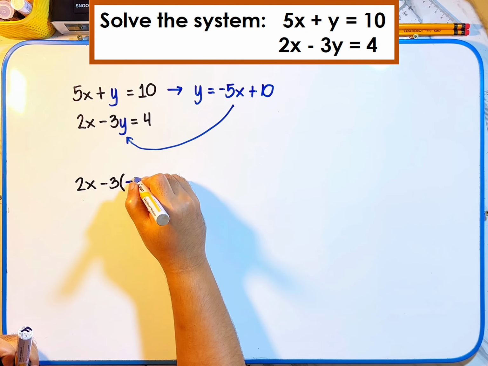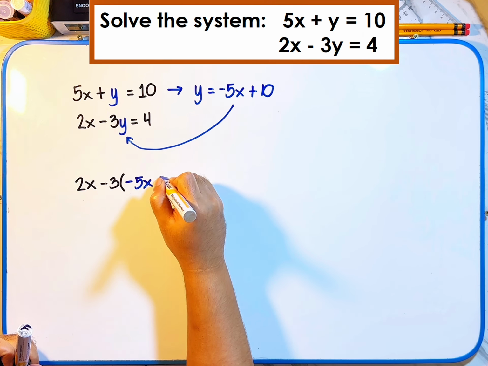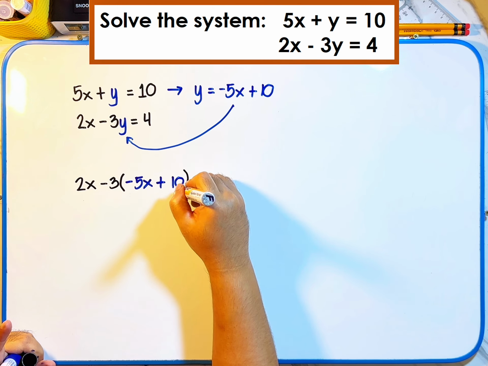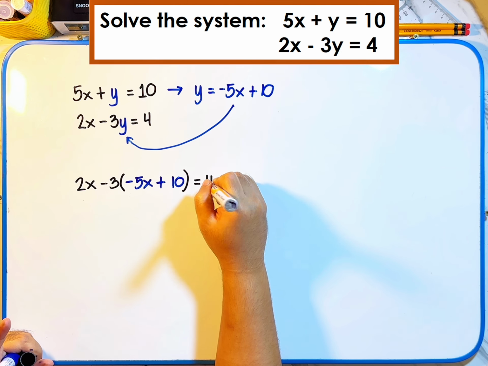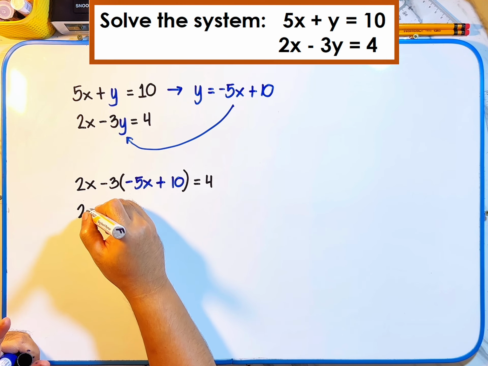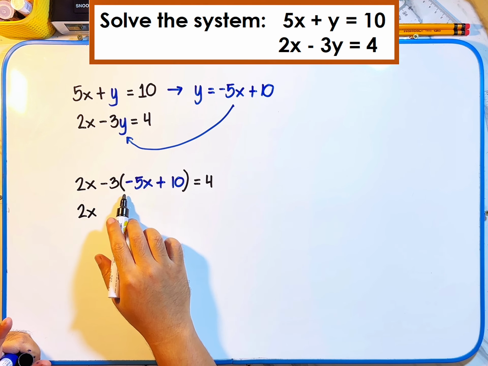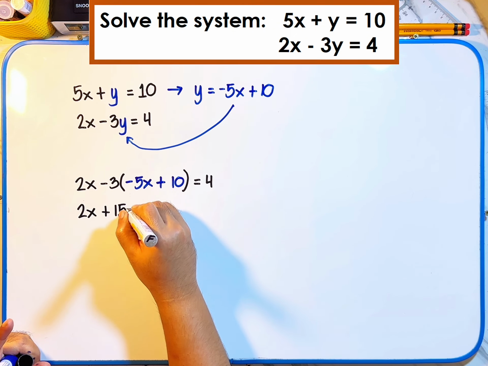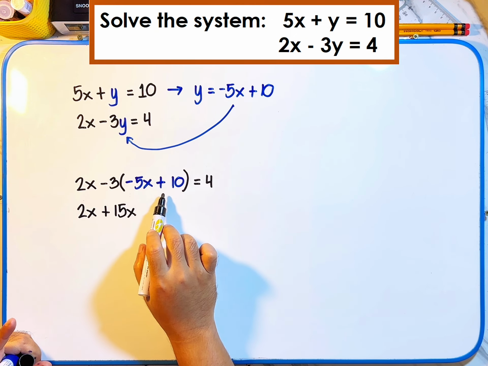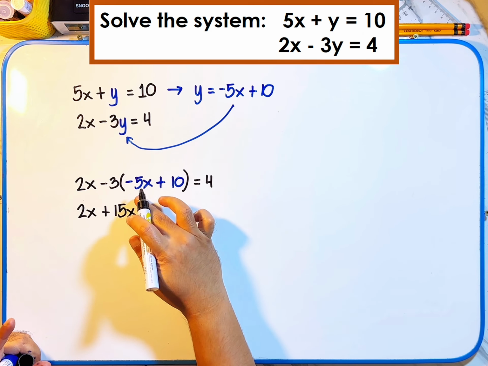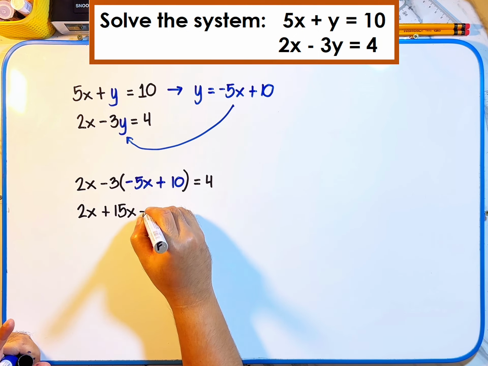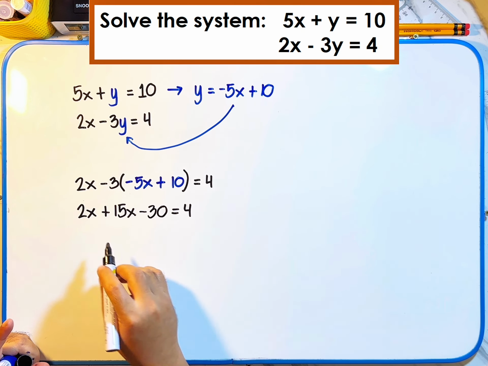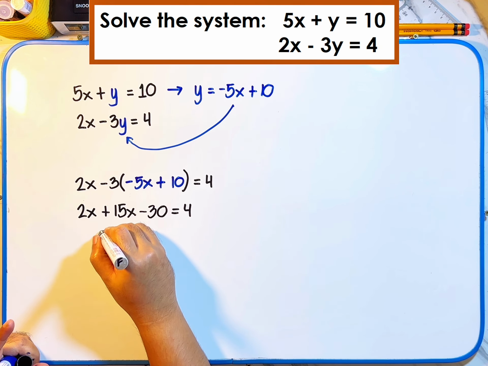So negative 5x plus 10 is equal to 4. Let us solve for x. Negative 3 times negative 5x, that's positive 15x, while negative 3 times 10, that is negative 30. Equals 4. 2x plus 15x is 17x.